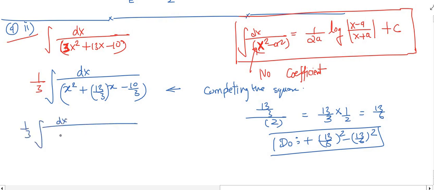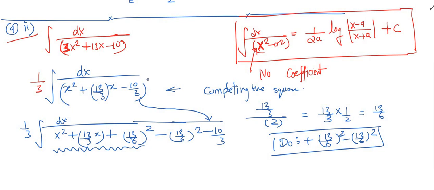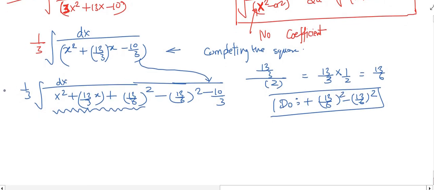So let me do it. 1 by 3, dx by x square plus 13 by 3x plus 13 by 6 square minus 13 by 6 square minus 10 by 3. This 10 by 3 I am simply copying because it was already there in the question. So far clear? Alright. Now what does it feel like from here to here? Don't you feel it is nothing but a square plus b square plus 2ab? It looks like that.